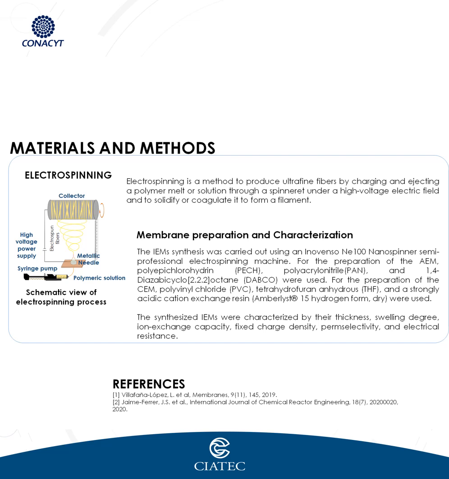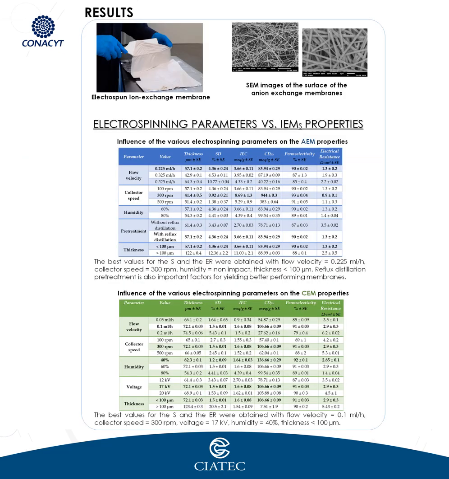The present work studies the influence of various electrospinning parameters such as voltage, tip to collector distance, polymer flow velocity, humidity, and collector rotation speed on the ion exchange membrane properties. All membrane preparation and characterization methodologies can be found in the reference cited in this poster. Result tables present the impact of parameters on membrane properties.